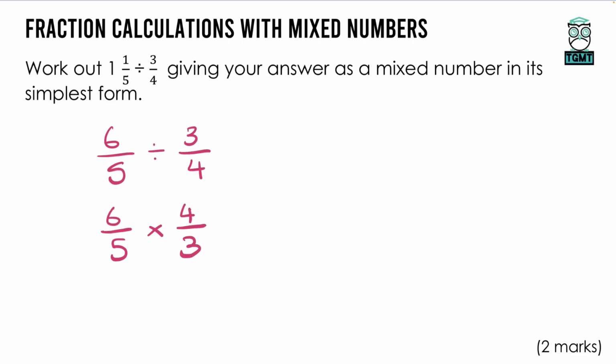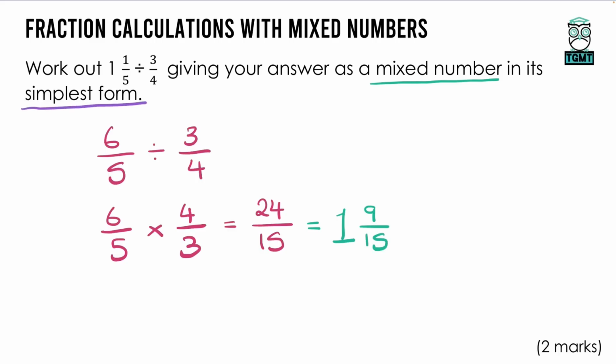We can now apply that method of just multiplying the top, 6 times 4 is 24, and multiplying the bottom, 5 times 3 is 15. This question here says to give your answer as a mixed number. So to start with, we'll convert this into a mixed number. 15 goes into 24 once, and there is a remainder of 9. So 9/15 left over. It also gives you a hint here. It says to give it in its simplest form. So you do have to check this fraction at the end to see if it simplifies.